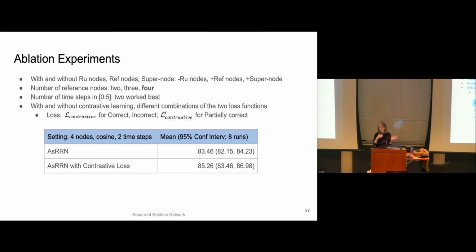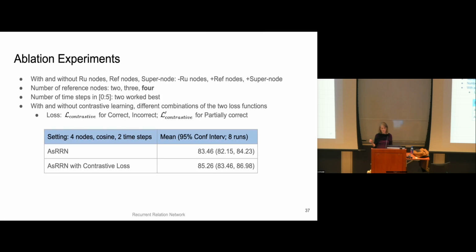And how many reference examples should we have for each class? Well, we got up to 4, and then we couldn't collect any more. And 4 was better than 3, which is better than 2. How many time steps? Well, actually, we start to degrade performance if we do more than 2. And with and without contrastive learning, it turns out that with contrastive learning, a whole different set of varieties of contrastive learning, it does better than without the contrastive learning.